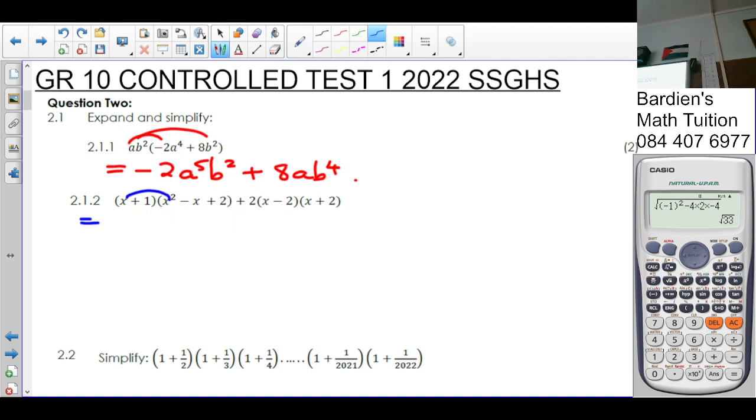So x times x squared, x cubed. X times negative x squared. X times 2, 2x. Okay. What's 1 times x squared? X squared. 1 times negative x, negative x. 1 times 2, 2. Plus.